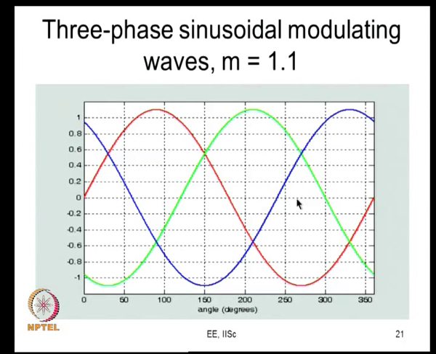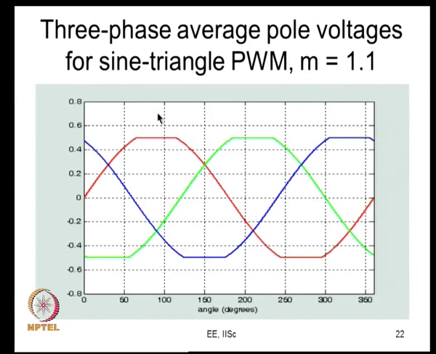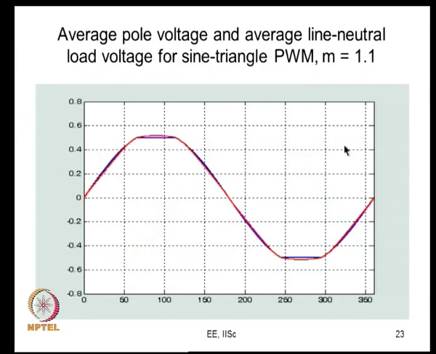sine triangle PWM. So, let us say we take 3 phase sinusoids of amplitude 1.1 times the peak of the carrier. So, it goes into overmodulation. So, what happens? The VRO average is clipped, it is clipped to 0.5 VDC, it is clipped to minus 0.5 VDC, VYO average and VBO average are similar, just phase shifted by 120 degree and 240 degree respectively. So, what happens? You get your VRN average.